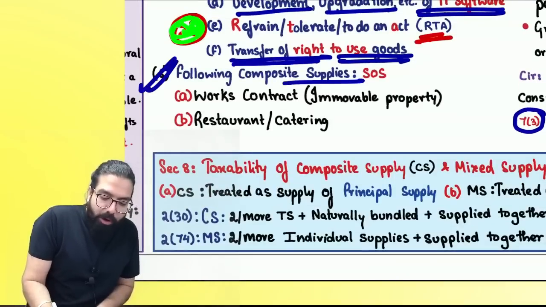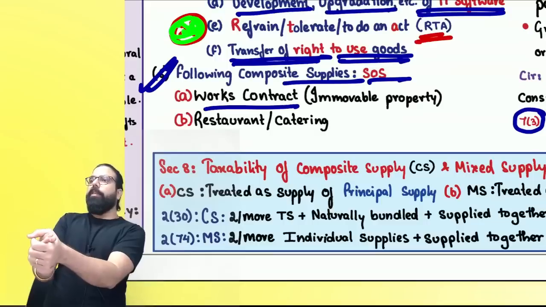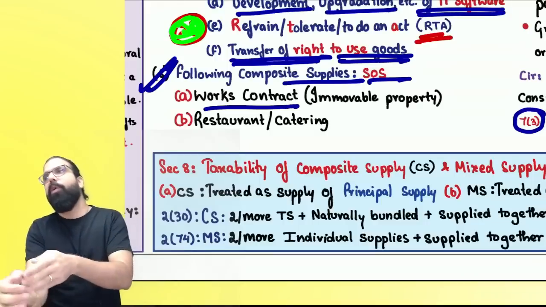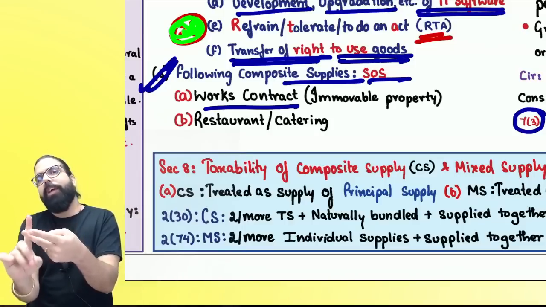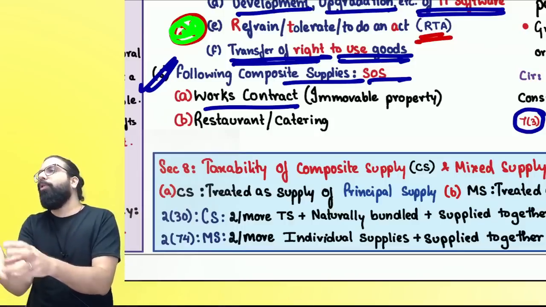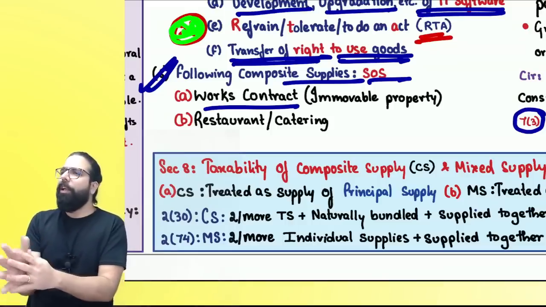The next one is that the following composite supplies shall always be supply of service. Works contract. What is a works contract? Immovable property. If you are supplying goods as well as service, for example, I made a building for you. I gave you goods also and I gave you service also.